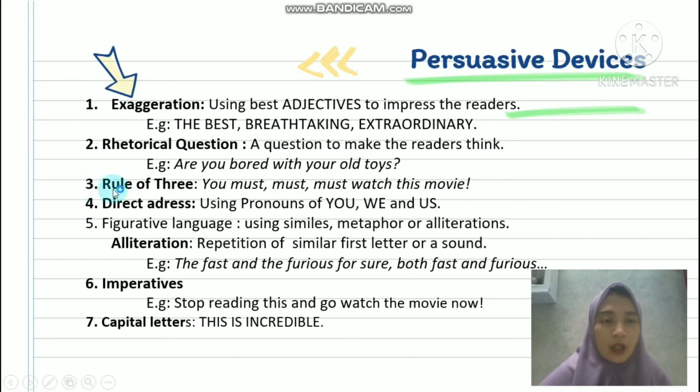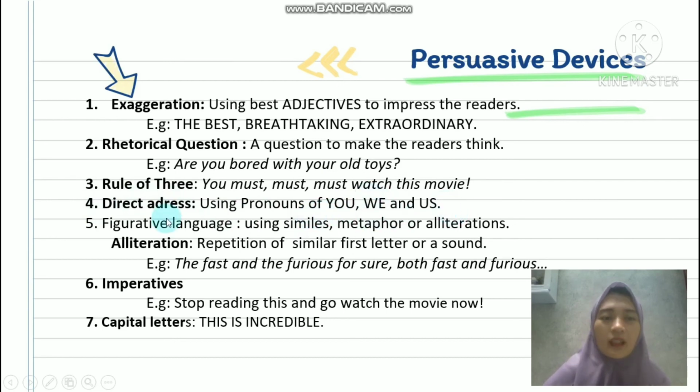Number 3, rule of 3. You must watch this movie. Okay, there are 3 musts here. It means it's emphasizing. Yeah, you must watch this movie. And then number 4, direct address. Direct address means using pronouns of you, we, and us.